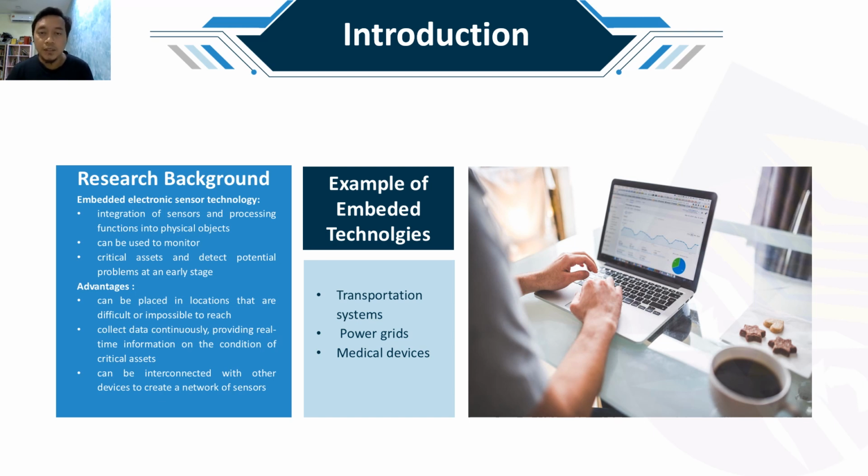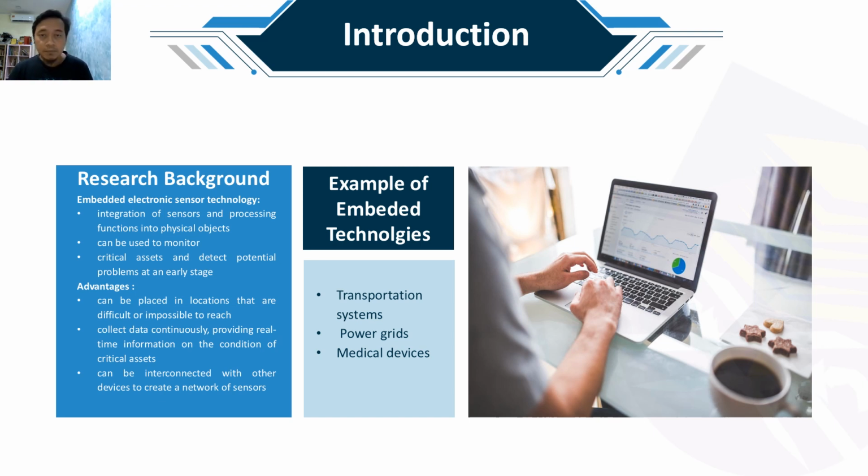And the third one is that this sensor can be interconnected or integrated with other devices to create a sensor network that can monitor multiple assets at the same time. This allows for the collection of a large amount of data which can be used to identify trends and patterns that may not be evident from monitoring individual assets.